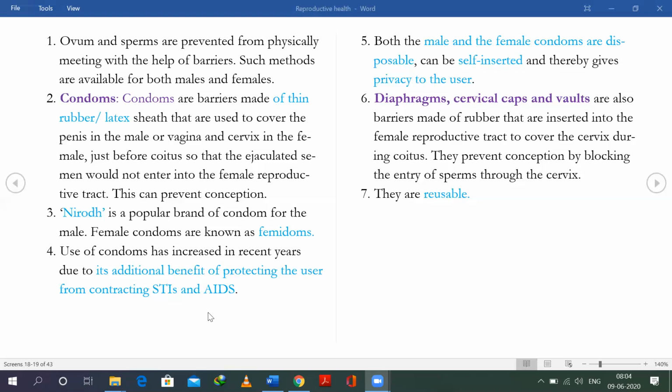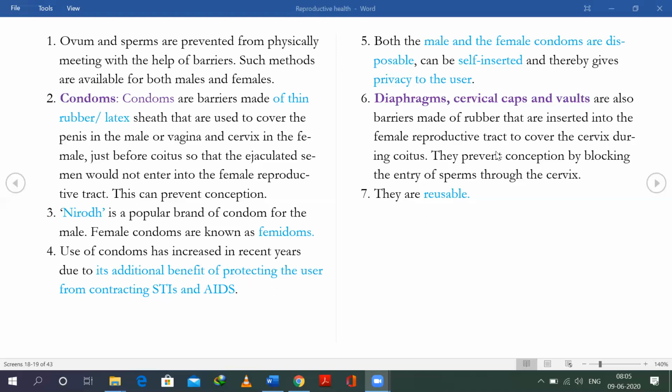In the case of AIDS, you are stopping the HIV, human immunodeficiency virus, from getting into the body. We have various sexually transmitted diseases such as gonorrhea and syphilis. All of this we will be studying in our next segment. So this is the additional benefit, and the statement is very important for the NEET exam.